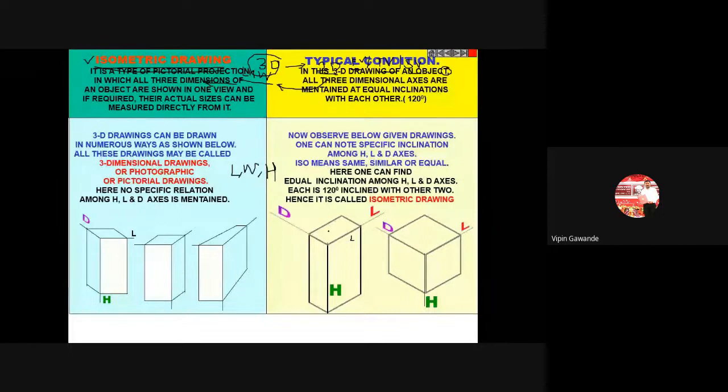So while drawing the isometric drawing, we have to draw three axes. These three axes are inclined at 120 degrees. You have to remember that, because it is an MCQ question for your examination. Definitely, 100% this question will be asked. In the isometric drawing, the included angle between the axes is 120 degrees. This is 120 degrees, then this is also 120 degrees, and this one is also 120 degrees.